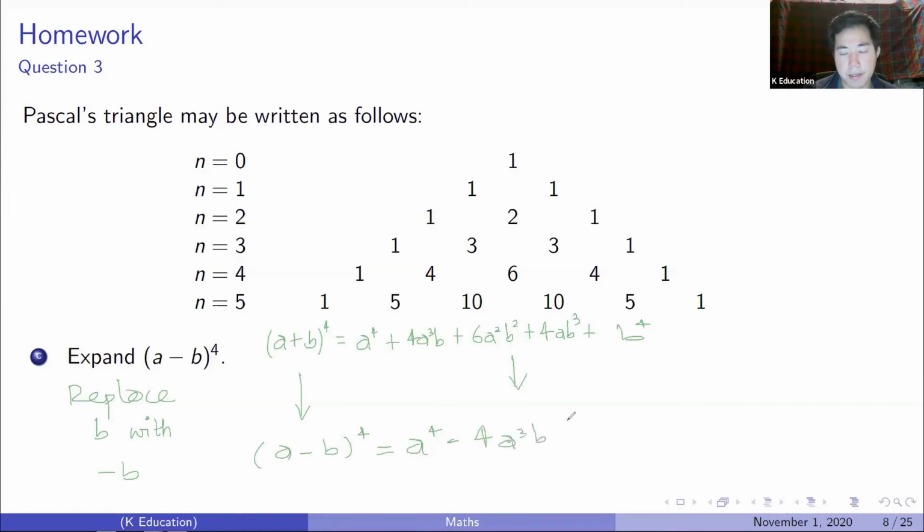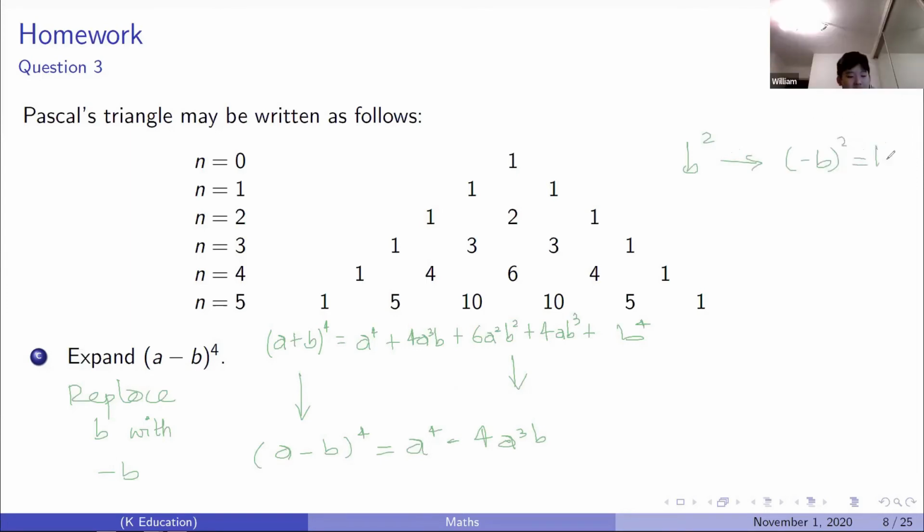Next. Is it next minus 6a squared b? No, because remember, b squared, I turned that into minus b squared. This is still the same as before. Oh, it's plus 6a squared b squared. Yes.